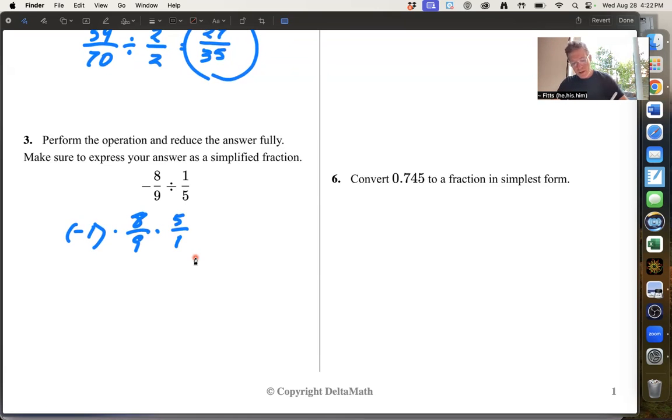Now we can just multiply across, right? So what is 8 times 5? That's going to be 40. And what is 9 times 1? That's 9. And there you go. That cannot be simplified any further. It's negative 40 over 9. Don't forget the negative.